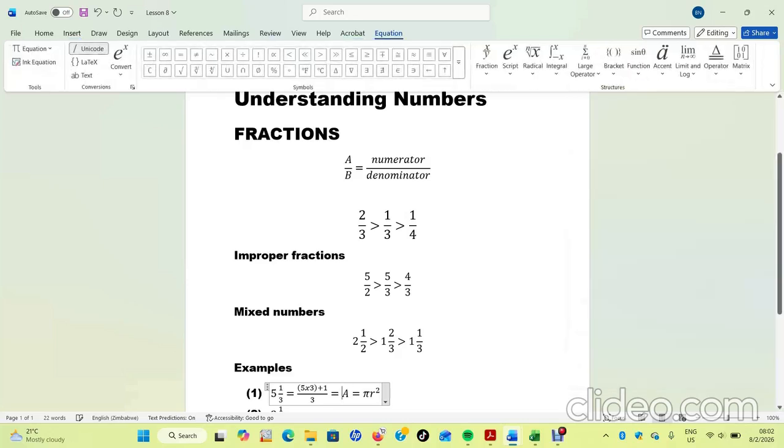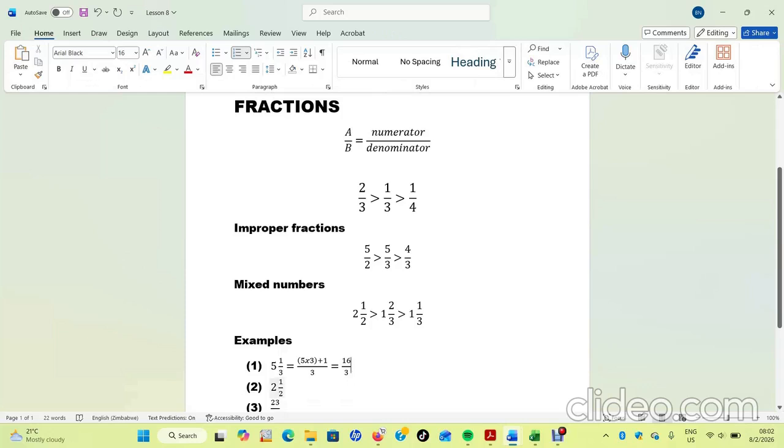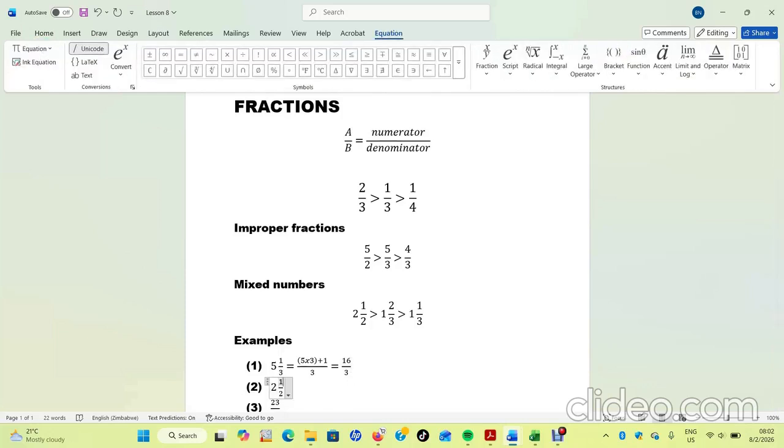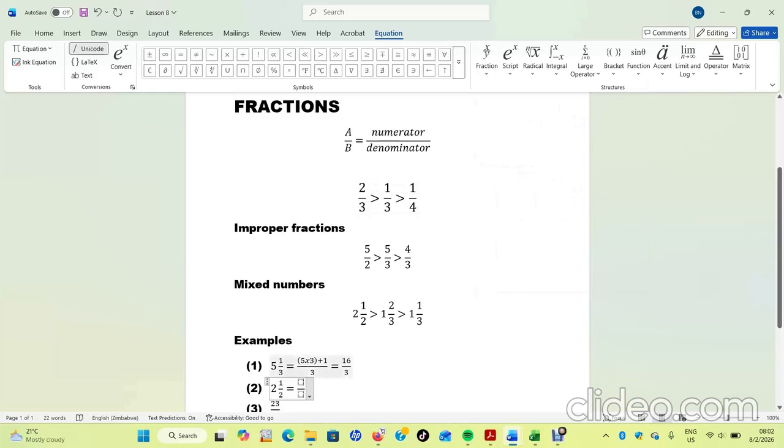So we get an improper fraction, which is 16 over 3. Let's look at a second example, which is 2 and 1/2. So the natural number multiplied by the denominator and add the numerator. So we'll have 2 times 2 plus 1, which gives us 5, then divide by the denominator.